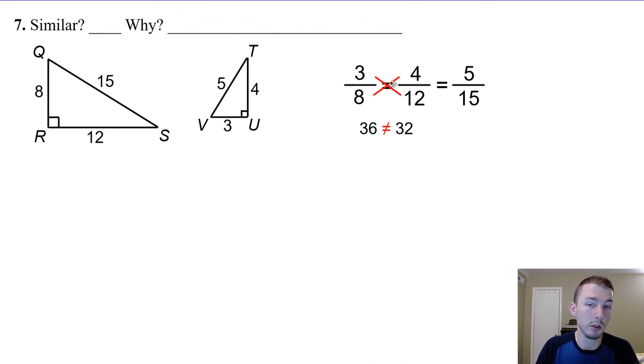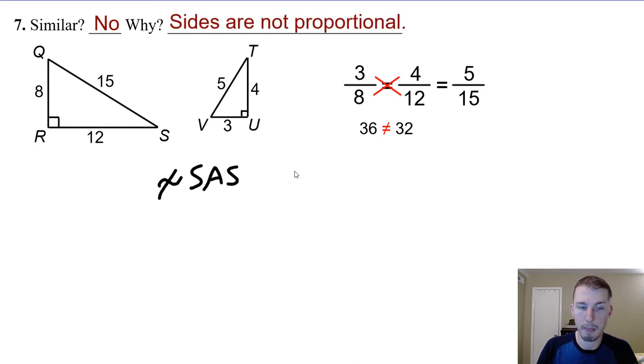And in fact, those are the only ones we have to check because the 3 and the 4 and the 8 and the 12, the two smallest ones, they have the congruent angle in between them. So we would actually be proving similarity by side, angle, side similarity. So they are not similar by side, angle, side, which is kind of cool. So are these two going to be similar? We're going to say no, because the sides are not proportional.